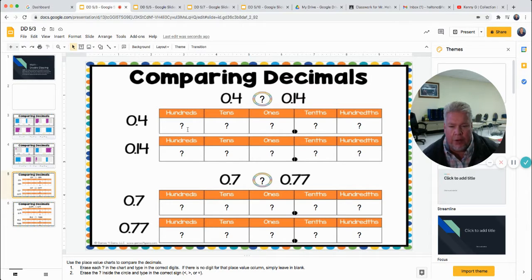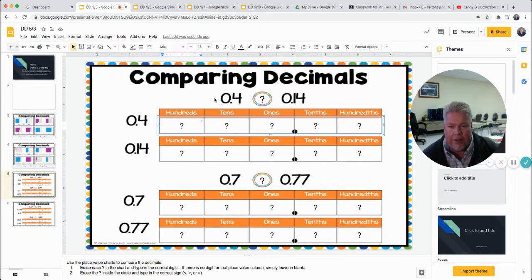What you have to do on every one of these question marks is put in what number is there. Do we have any hundreds in 4 tenths? We have 0 hundreds. Do we have any tens? No, we have 0 tens. Do we have any ones? No, we have 0 ones. How many tenths do we have? We have 4 tenths. How many hundredths do we have? We have 0 hundredths. Okay, this 14 hundredths, how many hundredths do we have?